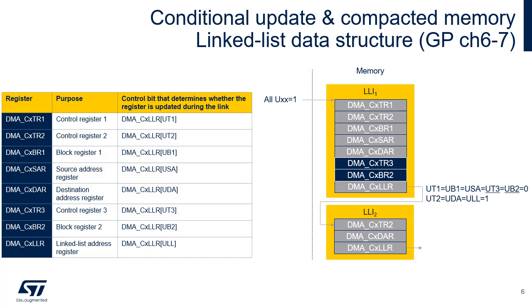In the example on the right, it's assumed that only CXTR2, CXDAR, and CXLLR register will be updated when linking from LLI n to LLI n+1. Control bits related to registers that are not updated are cleared. These are UT1, UB1, USA, UT3, and UB2. Control bits related to registers that are updated are set to 1. These are UT2, UDA, and ULL.